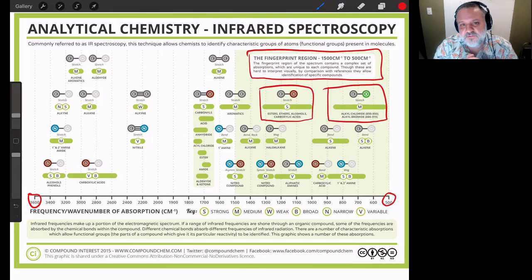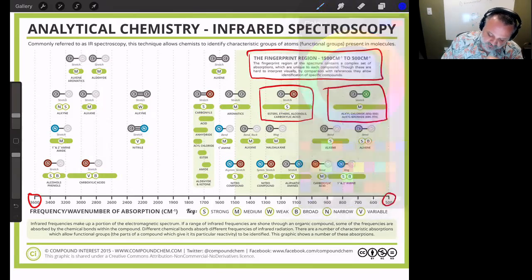Okay, so then if it's really cluttered and it's not really good for anything, the fingerprint region is not particularly useful. This is my opinion. Let's take a look at the parts of the IR spectra that are useful. Here's one of the first things that's really useful. One of the first things that's really useful is this.